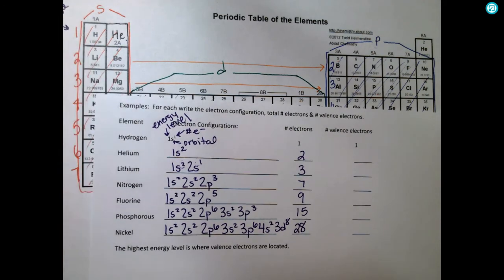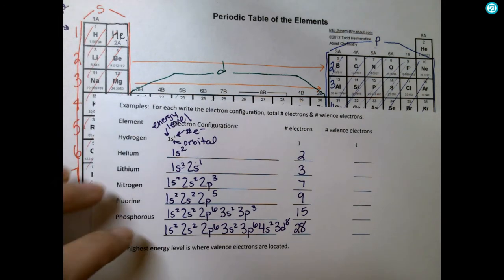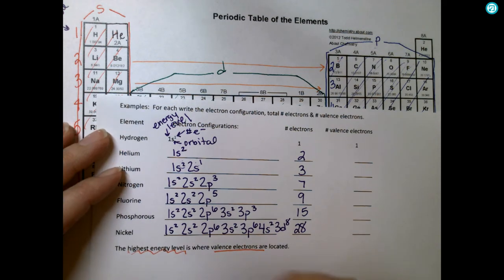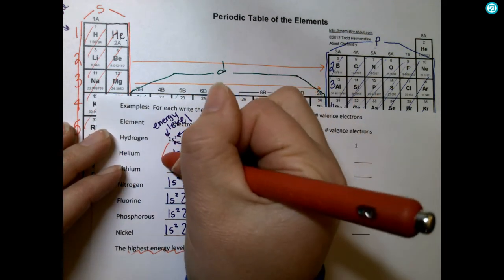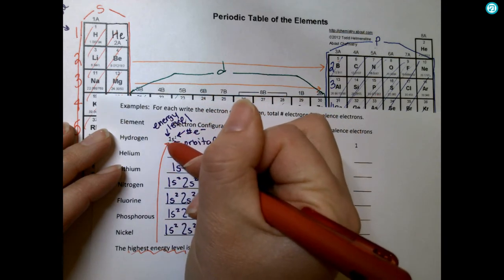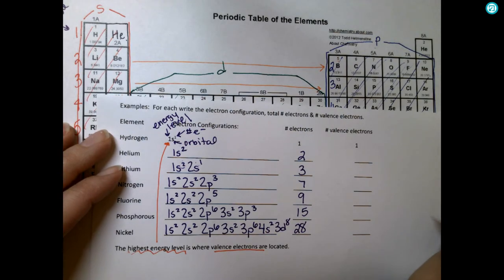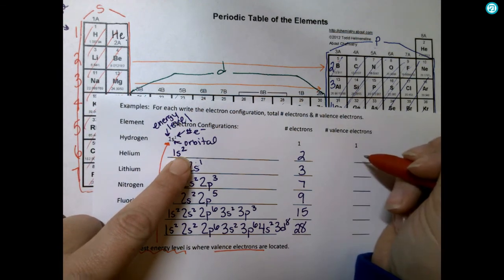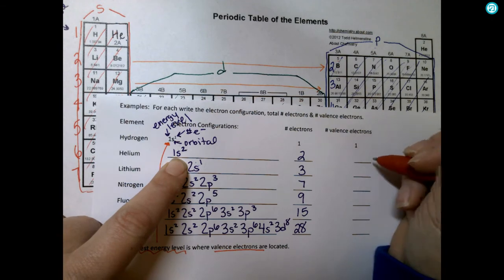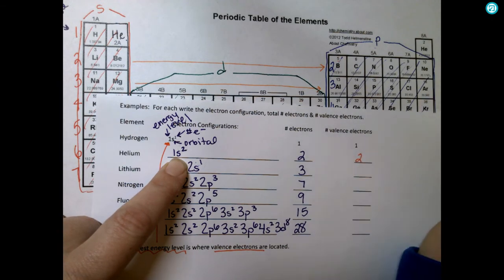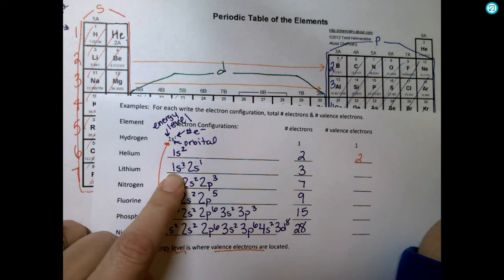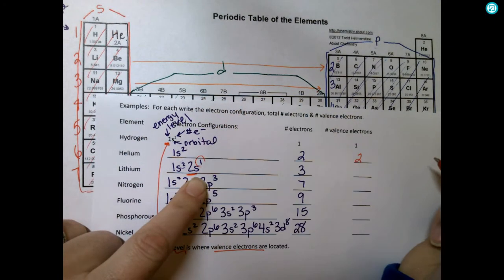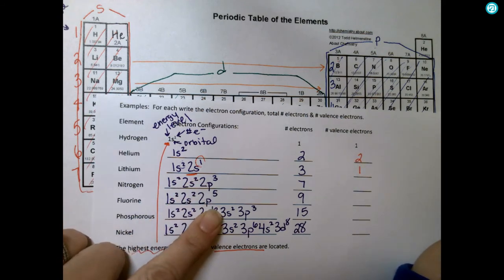Now, valence electrons. Valence electrons are electrons located in the highest energy level. Remember, the energy level is that number on the front. Okay, so my highest number on the front is going to be my highest energy level. In helium, I only have one energy level. So those 2 electrons in my 1s orbital are my valence electrons. Lithium, however, has a 1 energy level and a 2. 2 is higher than 1. There's 1 electron there, so 1 valence electron.